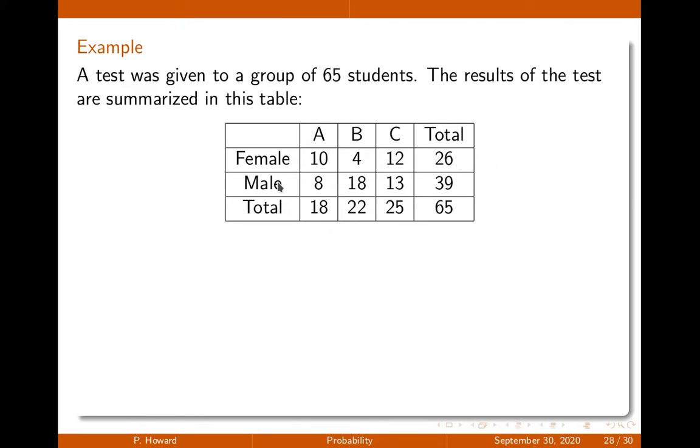In the second row are the grades for male students: 8 A's, 18 B's, and 13 C's, for a total of 39 male students in the class. So 26 plus 39 is 65. That's the total size of the class. And in the columns, you see how the grades are distributed, right? For the A's, 10 A's were earned by female students, 8 by male students, for a total of 18 A's. And similarly for B's and C's.